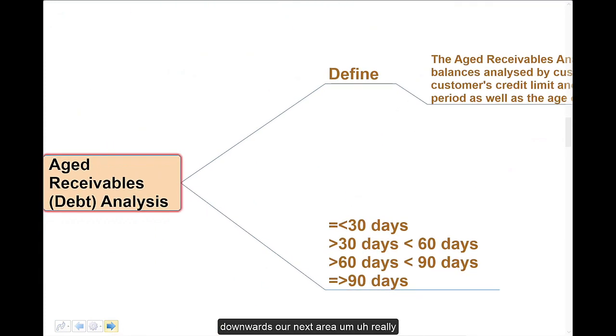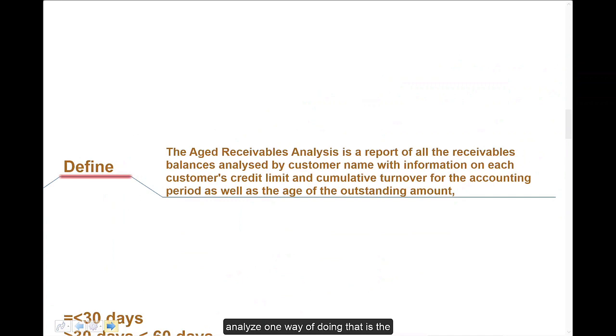Our next area really concerns analysis. Let's just say that we have offered credit to a range of different customers. Our accounting system needs to be able to provide us with information to manage and to analyze. One way of doing that is the aged receivables analysis. Now, this is very simply a report of all receivables due, analyzed by name, with information relating to credit limits, cumulative turnover, as well as, importantly, the period, the age of the outstanding amount.